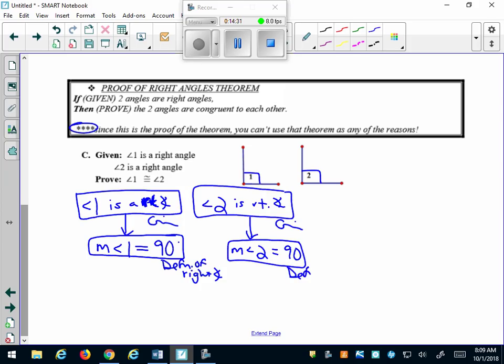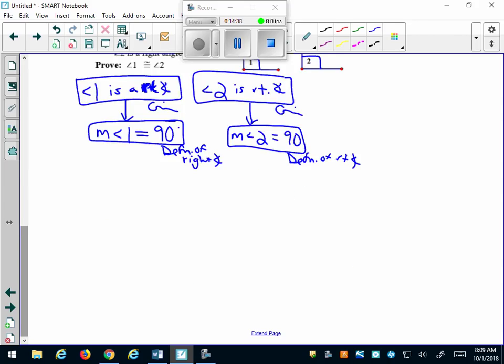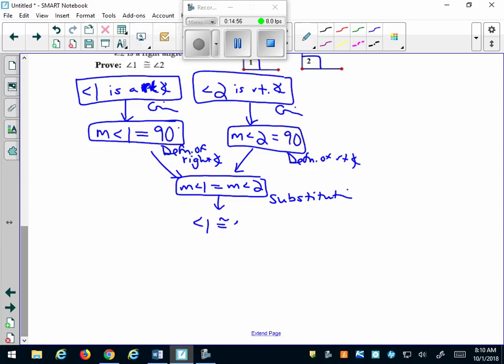So we could do the same thing here by the same reason. Now if the measure of angle 1 equals 90 and the measure of angle 2 equals 90, we can say that the measure of angle 1 equals the measure of angle 2. Remember, if two things are equal to the same value, then they're equal to each other just by substitution. Well, now we can make our final statement that we're trying to prove. Angle 1 is congruent to angle 2. Remember, moving a statement from equals to congruence is just the definition of congruent.